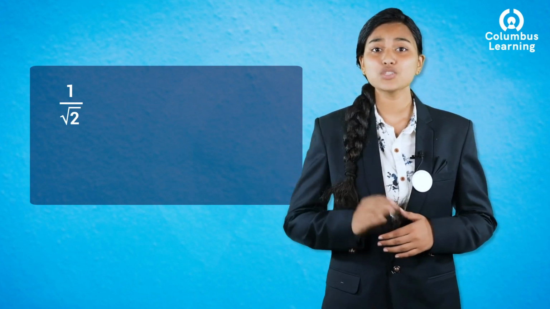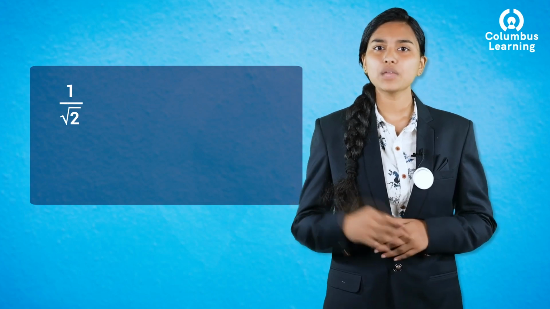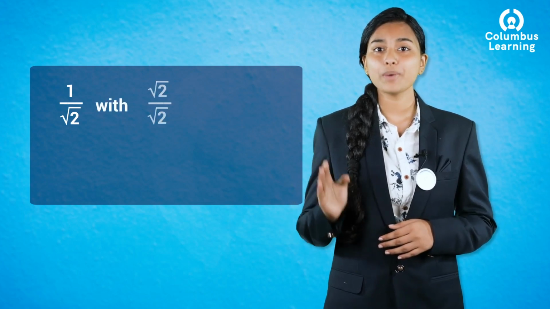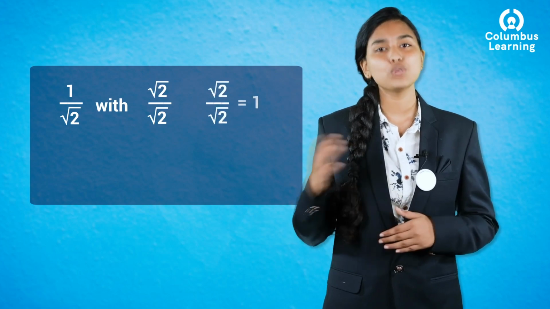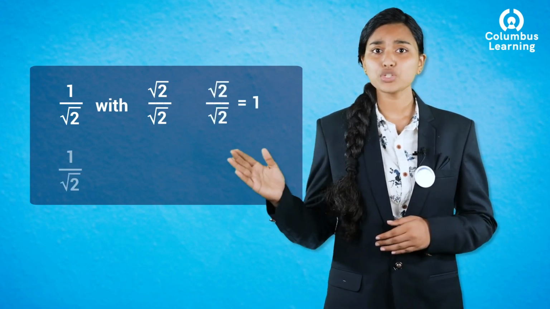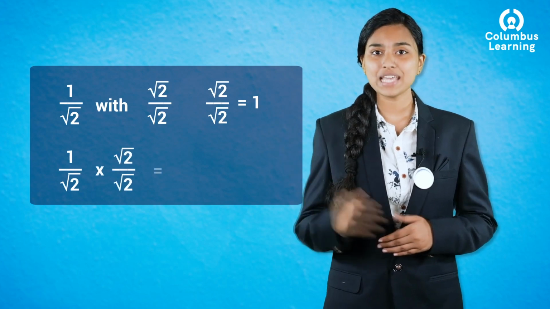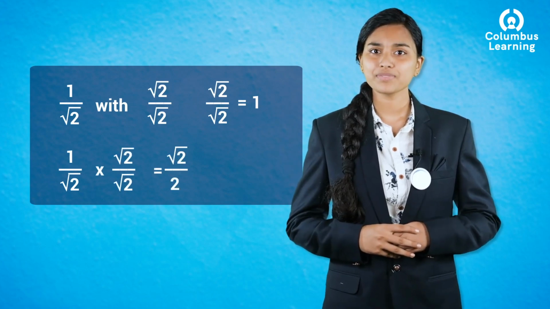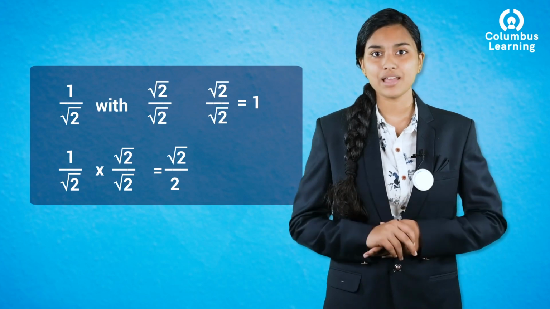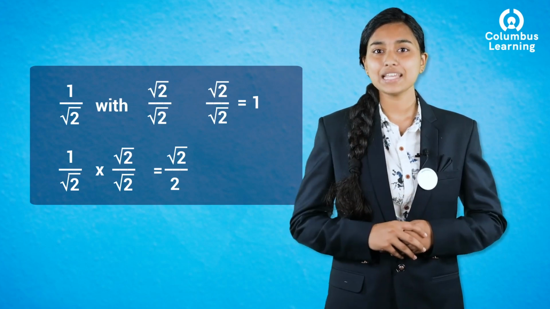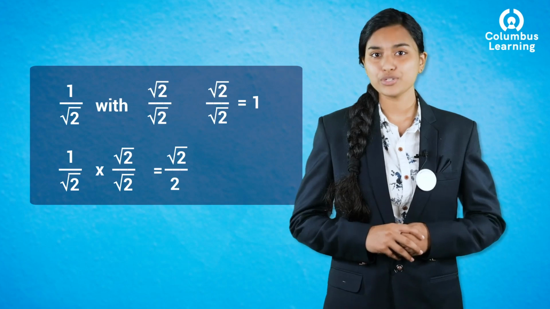So to rationalize 1 by root 2, we multiply 1 by root 2 with root 2 by root 2. It is possible since root 2 by root 2 is equal to 1. So 1 by root 2 into root 2 by root 2 is equal to root 2 by 2. Now it's easy to tell the position of 1 by root 2 on the number line. We can say it is in between 0 and root 2.